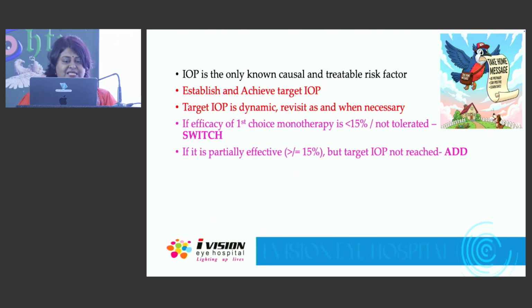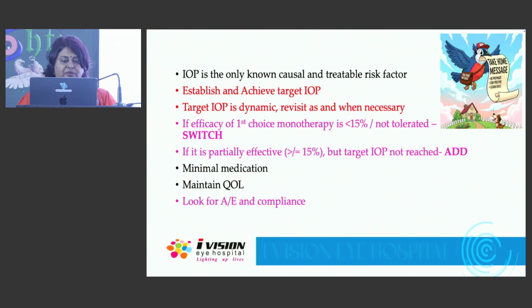If the efficacy of first choice monotherapy is less than 15%, switch. More than 15%, add. Minimal medication, maintain quality of life, look for adverse events. Always consider the next stage, laser or surgery, timely.